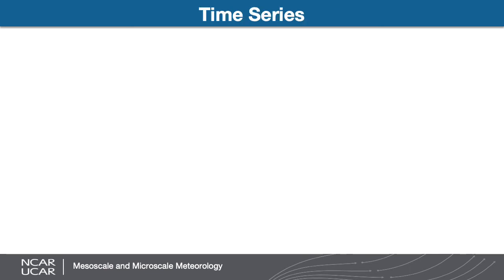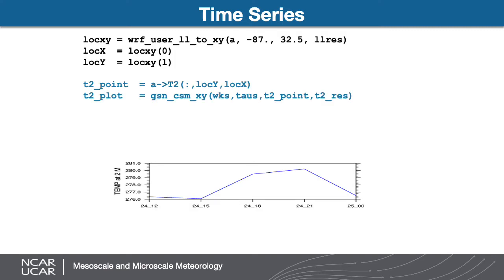Here I'm going to show you how we can use that lat-lon to XY function to pull out some time series data. We're going to use locxy equals WRF user ll2xy, pointing it to our WRF data, our longitude and our latitude. It spits out a two-dimensional variable, and we say locx equals locxy of 0, and locy is locxy of 1. Then we pull out t2 at that point. We name our new variable t2 point, pulling it out of file A, and with that first colon in the time dimension, we pull out all the times at that one point of loc-y and loc-x.